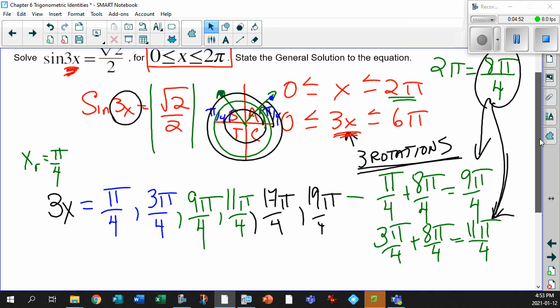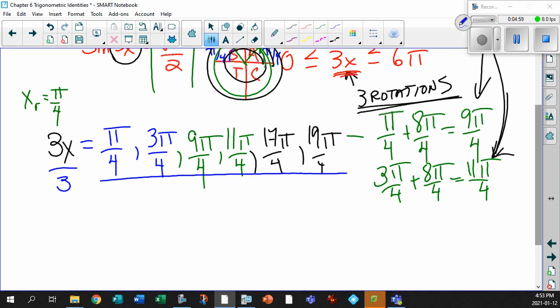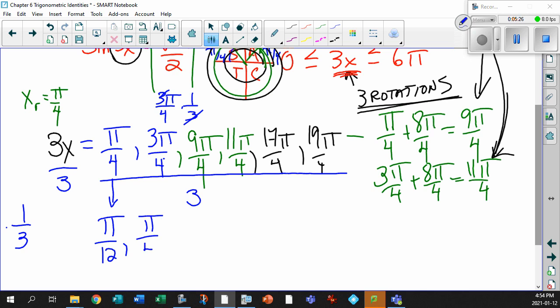Well, the same thing we always do to solve for x, ladies and gentlemen. We divide each side by 3. So you divide every one of these angles by 3. Oh my goodness, what does that mean? Pi over 4 is divided by 3. Dividing by 3 is the same as multiplying by a third, remember? So this guy becomes pi over 12. Watch this one. Divide 3 pi over 4, multiply it by a third. Look, the 3's cancel out, leaving you with pi over 4.